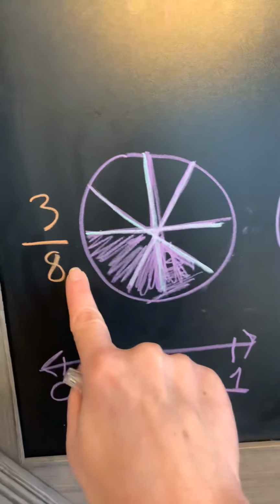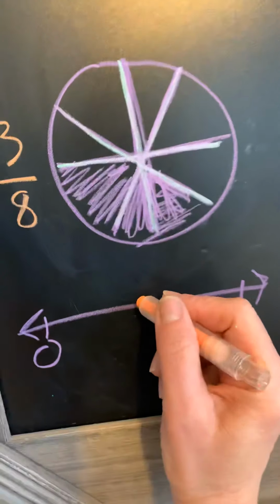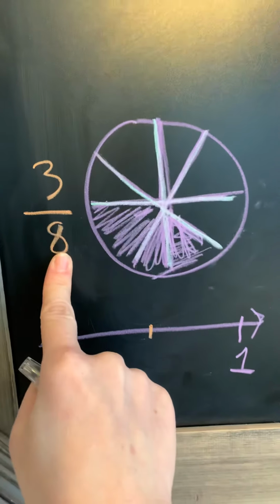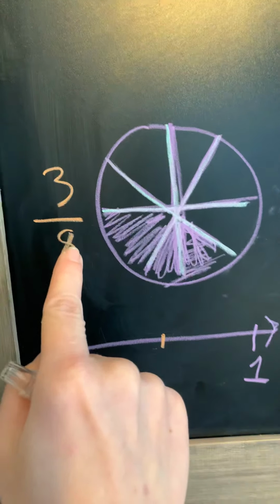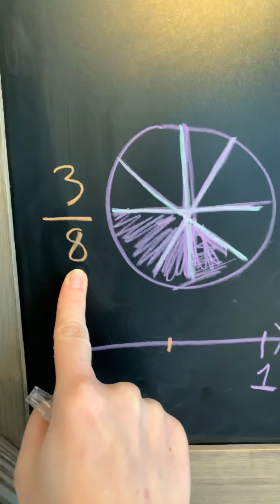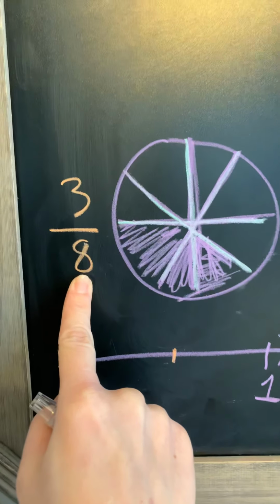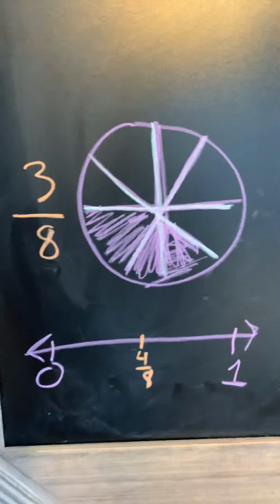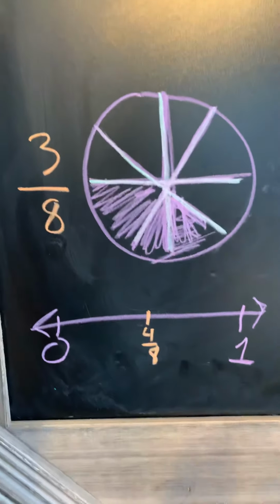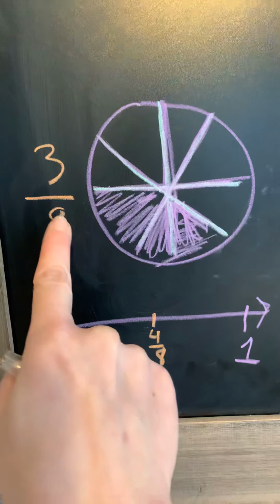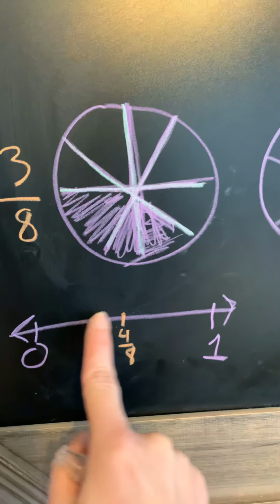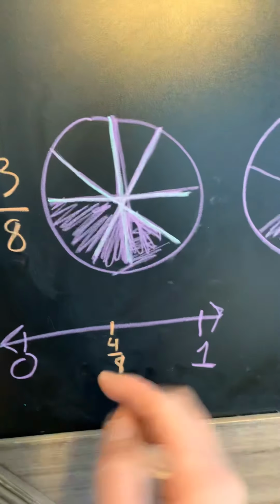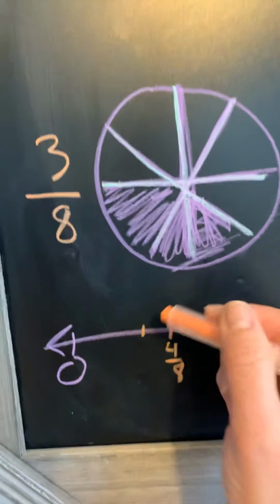Now, when I think about this on a number line, there's 0, there's 1, my half. If I think of the fraction with 8 on the bottom, what's half of 8? Half of 8 would be 4, right? So 4/8 is the halfway mark. So when I look at this, is 3/8 less than half, or is it more than half? Well, it's going to be less than half because 3 is smaller than 4. So 3/8 will be somewhere over here, okay?